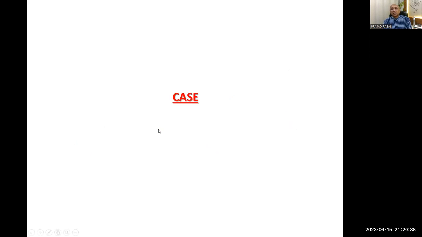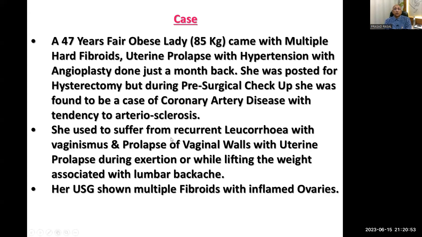We'll turn towards another case, one more case I am going to share. It is again a wonderful case in my practice, a lady I treated very early in my practice with multiple fibroids. It is a good case to be learned. A 47-year-old fair, obese lady, absolutely fair and absolutely obese, 85 kg with short stature, came with multiple fibroids, uterine prolapse, hypertension, with angioplasty done just a month back. She was posted for hysterectomy, but during the pre-surgical checkup she was found to be a case of coronary artery disease with tendency to arteriosclerosis.